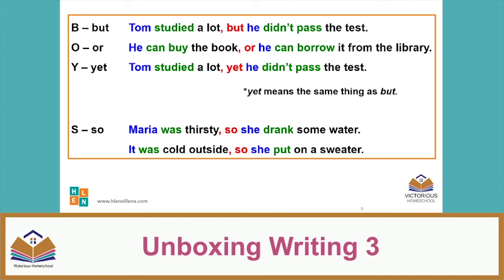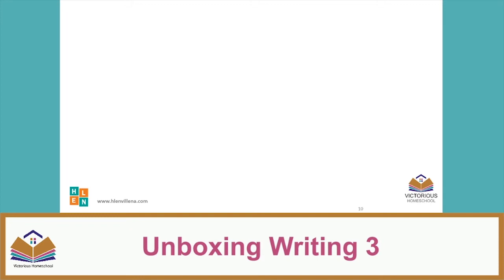And for the conjunction so, this focuses on the result. So you say, Maria was thirsty, so she drank some water. It was cold outside, so she put on a sweater. So remember that I told you about conjunctions establishing relationships between the first sentence and the second sentence. But you can also join two sentences in a compound sentence this way.